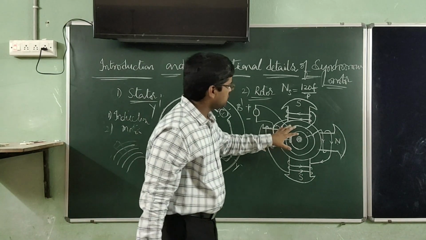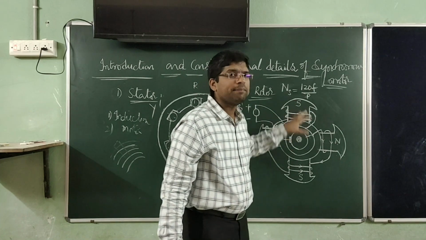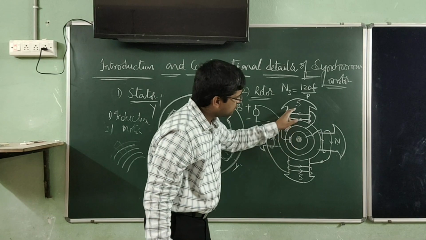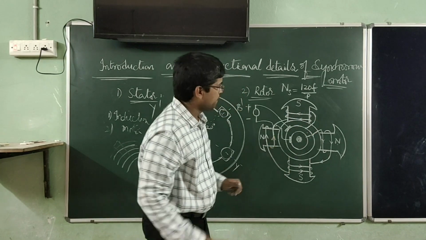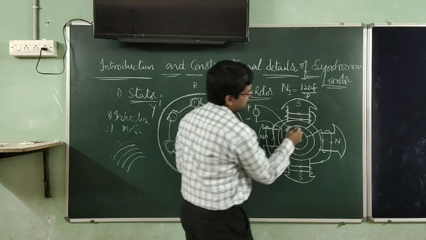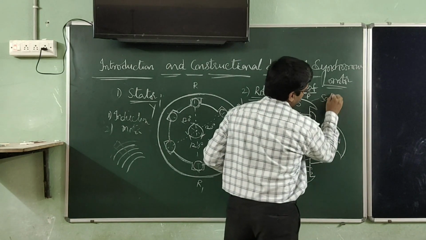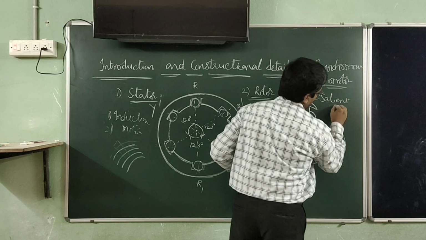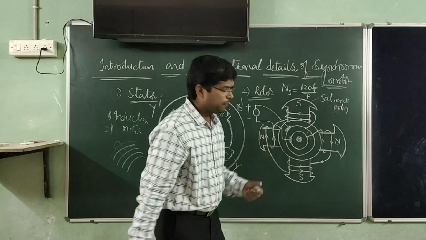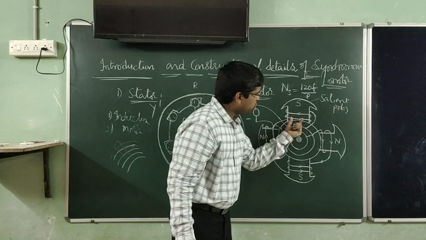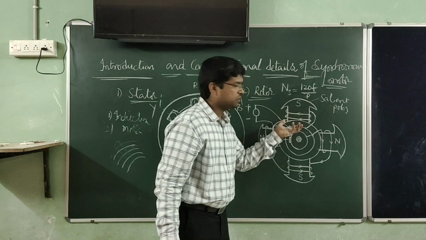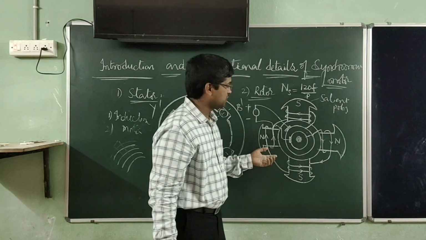Now coming to the rotor. The rotor is the rotating part of the synchronous machine. Here we have several parts in this rotor. These are called salient poles. Why are they called salient poles? Because these poles look like projected poles, projected out. That is why they are named salient poles.